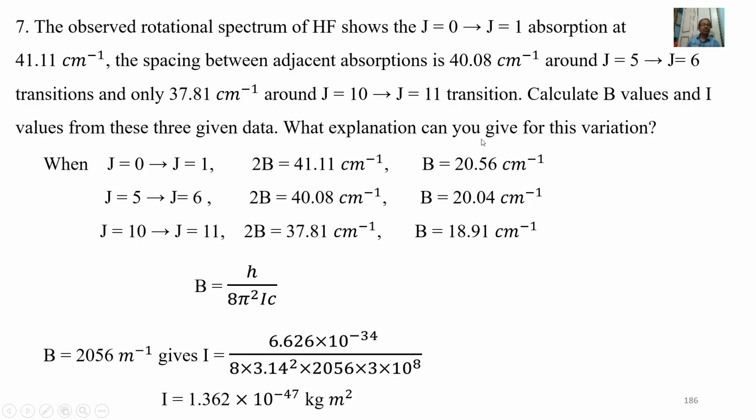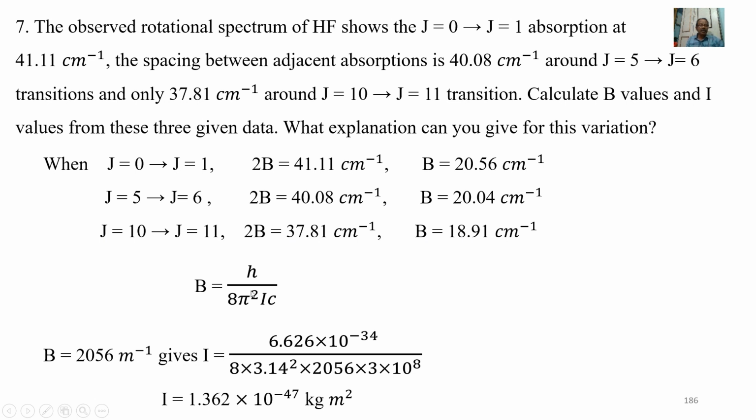So j equal to 0 to j equal to 1 is given. These are the data which are given. J equal to 0 to j equal to 1, which is equal to 2b, which is equal to 41.11 per centimeter. So from this expression, we can get the value for b, which is equal to 20.56 per centimeter. Similarly, for j equal to 5 to j equal to 6, 2b is given. We can get the value for b. Similarly, for j equals 10 to j equal to 11, 2b is given. We can get the value of b as 18.91 per centimeter.